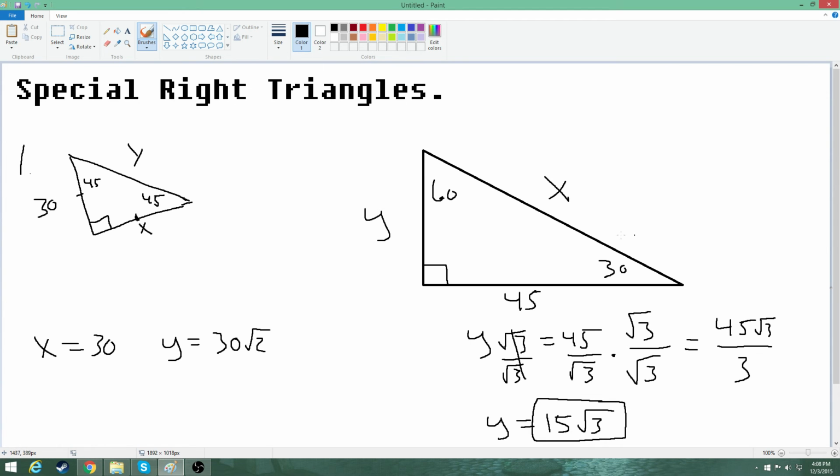So if I want x, remember, this hypotenuse is always equal to 2 times whatever the smallest side is, which is y. So that's equal to 2 times 15 root 3, for a total of 30 root 3. And there you have it. That was number 2.